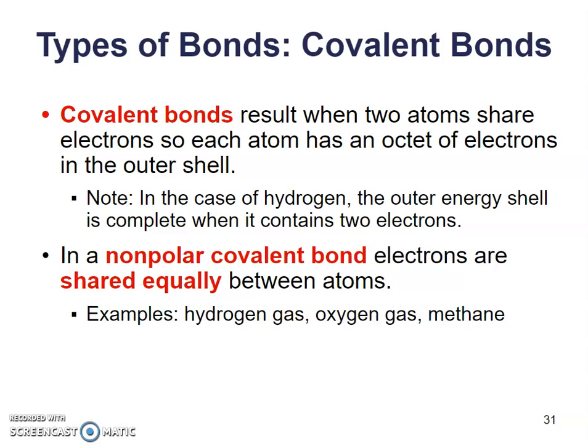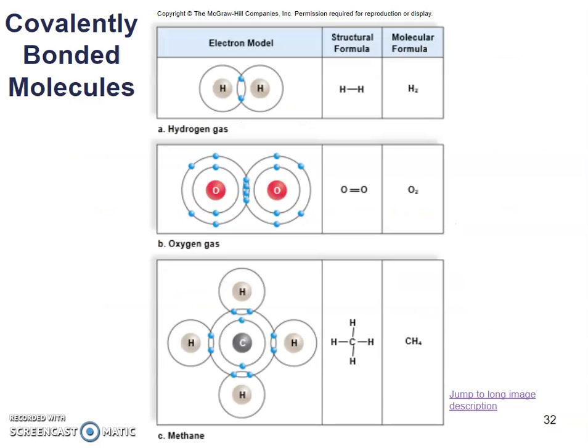In a nonpolar covalent bond, electrons are shared equally between the atoms. So these are examples of covalently bonded molecules that are nonpolar. They are shared equally. Notice that they can share 1 pair of electrons, or 2, or up to 3.